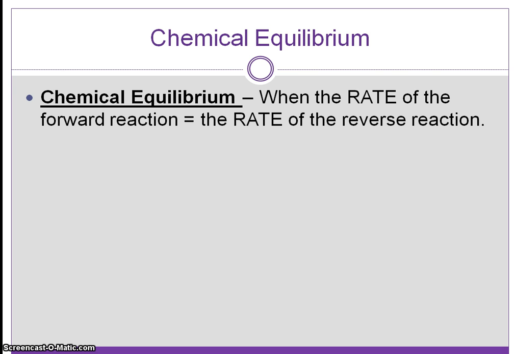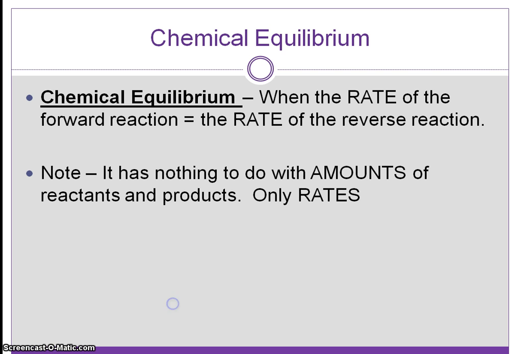Notice that the key word there is rate, that's why I have it in capital letters. When you see equilibrium, you need to think of the word rate. So you could have a whole lot of reactants and just a little bit of products, but if the forward reaction is happening at the same speed as the reverse reaction, we say that it's at equilibrium, even though the amounts of reactants and products are not the same. So again, the word equal has nothing to do with the amounts of things, it's how fast the reactions are occurring.